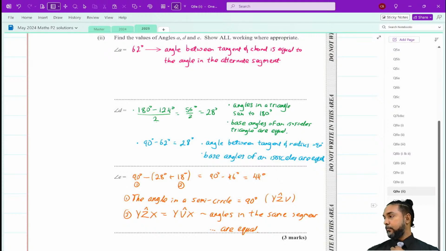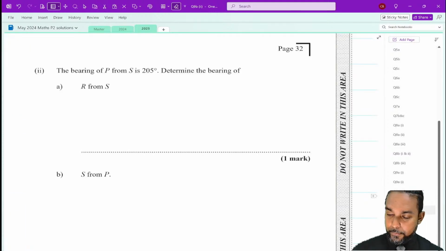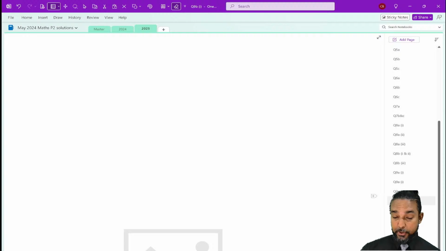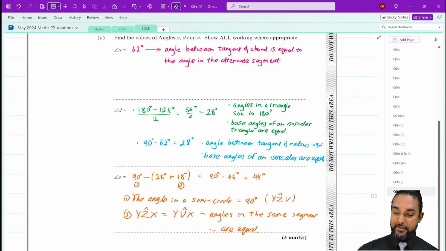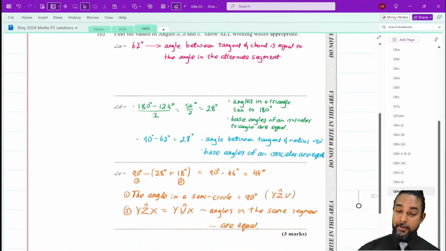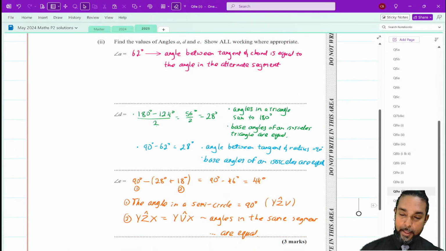Okay, all right, cool. So let me go again now. So that was it for the circle geometry question. One of the slightly more fun aspects of the whole maths paper, to be honest. Patterns question and circle geometry, yeah.